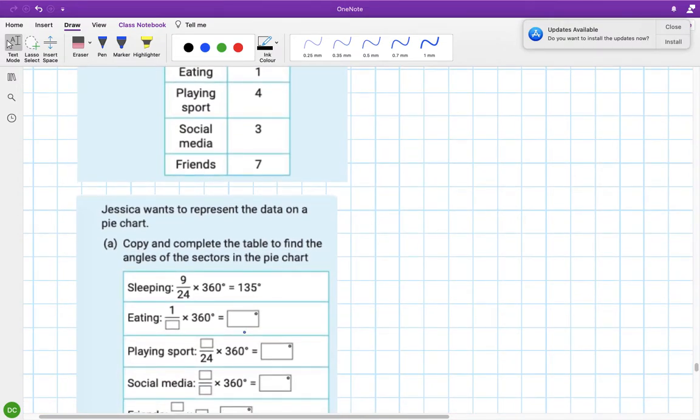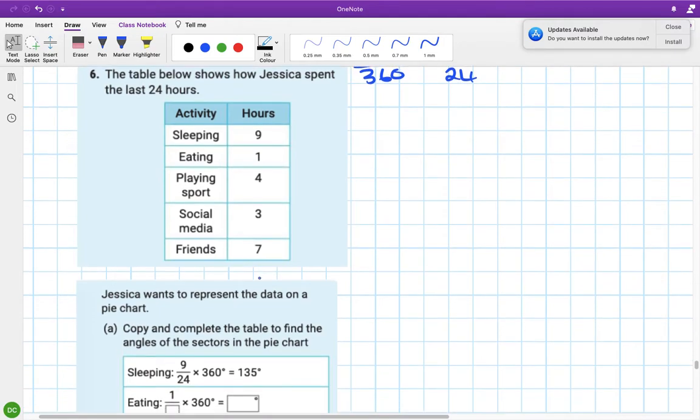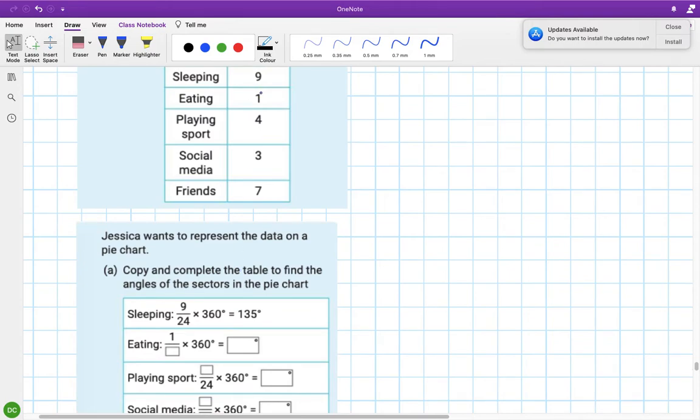Okay, so we're going the opposite to what I've done in the previous two questions, where instead of having the degrees and trying to figure out how many people, or I should say the frequency, here we're given the frequency, so we're given the number of hours she's spending, and we're trying to equate that now to a certain amount of degrees, so we're just going the opposite.